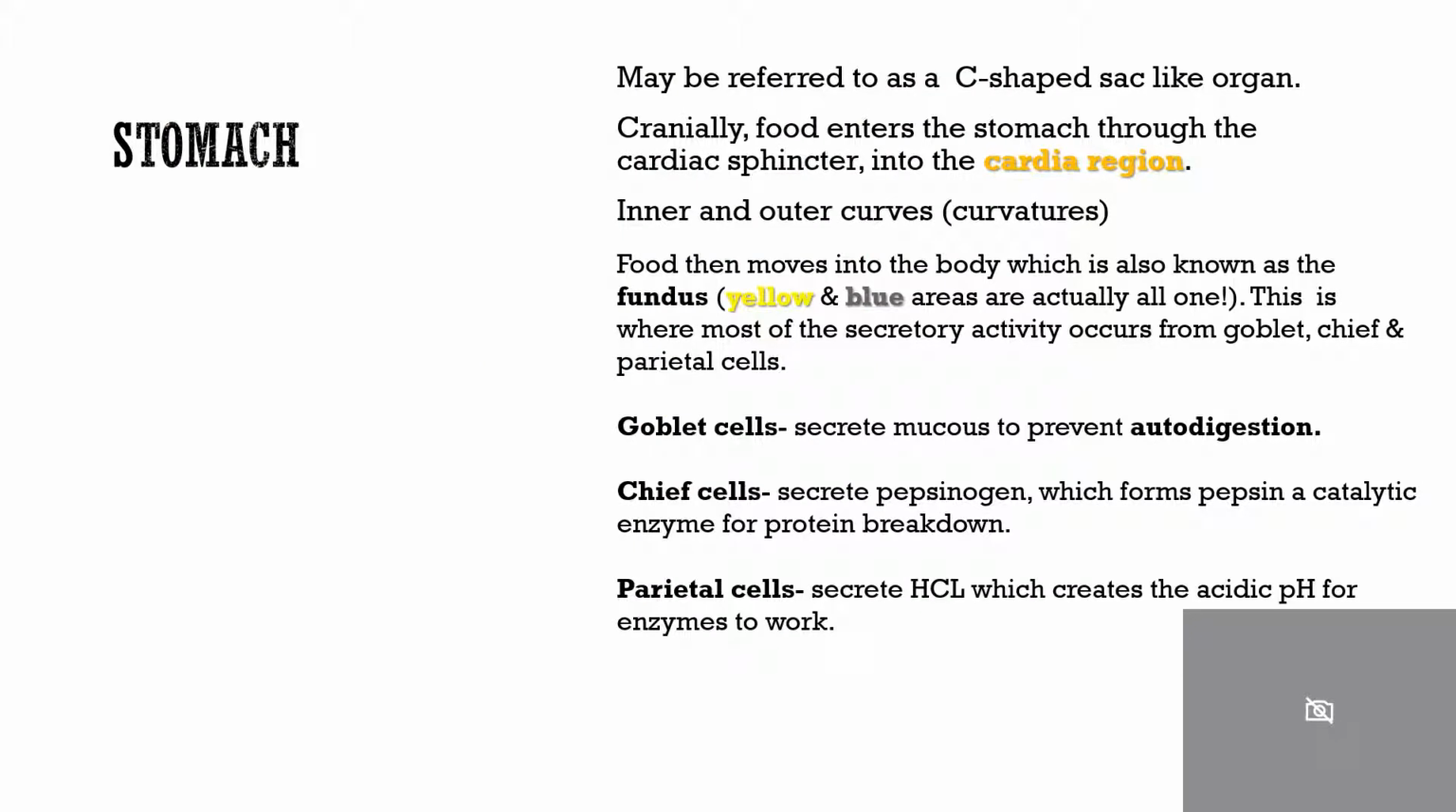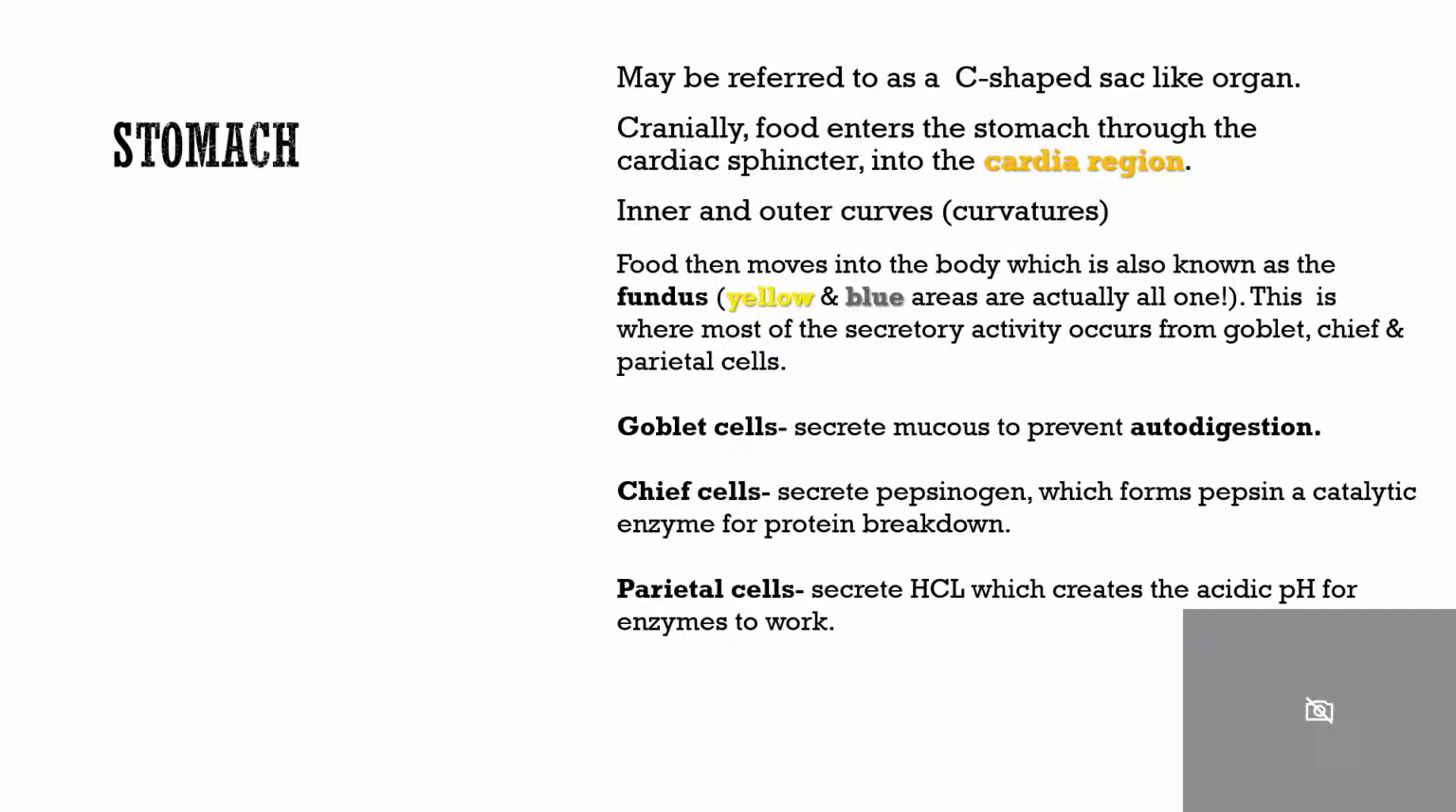The stomach may be referred to as a C-shaped sac-like organ, as you can see from the image on the previous slide. So cranially, we have food entering the stomach through the cardiac sphincter into the cardia region. We have inner and outer curvatures. The food then moves into the body, which is also known as the fundus, and this is the yellow and blue areas, as you can see on the previous image, but are all actually in one area. This is where most of the secretory activity occurs from the goblet, chief and parietal cells.